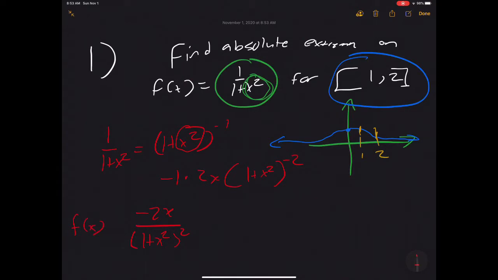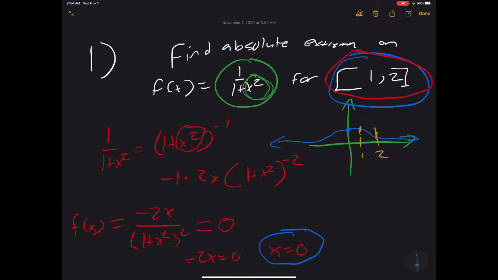And so we have a bunch of things we need to check. We can check our endpoints by plugging them in. And we can check to see if we have any derivative equals 0 points, which would be other possible extrema. So we set our derivative equal to 0. On that interval, our denominator is never going to equal 0, so we just multiply the denominator across, and we get negative 2x equals 0. Divide by negative 2, and x equals 0 is our only other point of interest here on this graph.